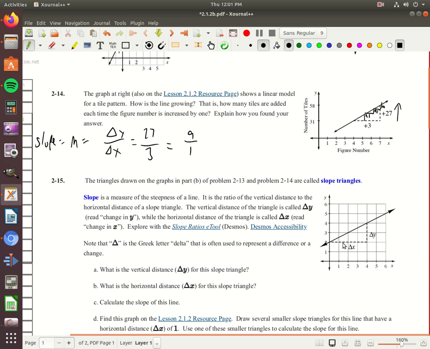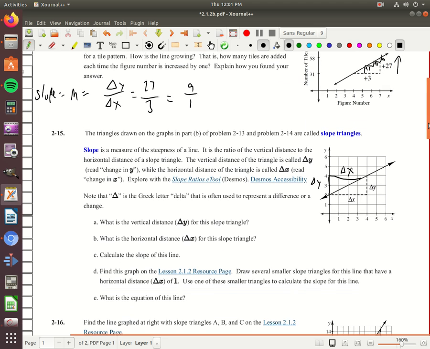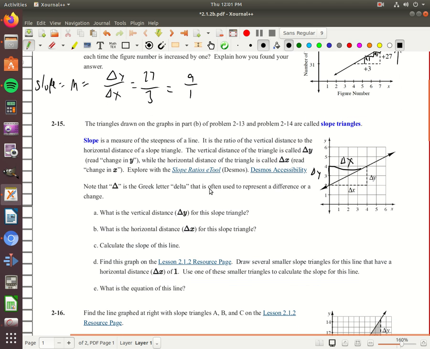I'll tell you, I don't like that they do it this way because it looks like x over y. I kind of like it if they do it like this and they do delta y and delta x. I think it's easier to remember it's y over x. When they do it this way, I think it's easy to think it's x over y, and I don't want you to get it backwards on that. It should be y over x, up and down, over left and right. So note that the triangle is the Greek letter delta that is often used to represent a difference or a change.